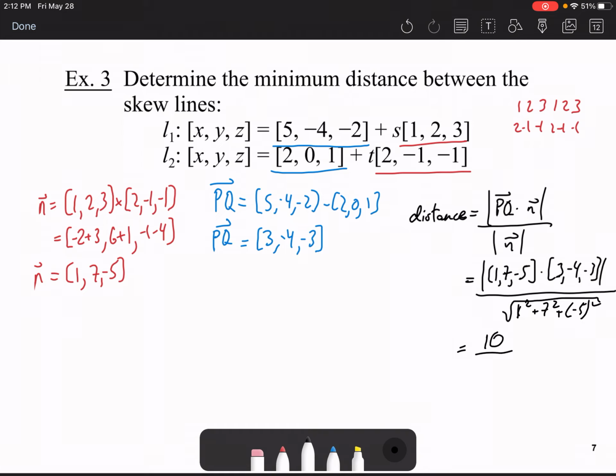So numerator turns out to be 10. Denominator turns out to be the square root of 75, which you can simplify to 10 over 5 root 3. So this is 2 over root 3, or if you want an approximation, about 1.2 units away.